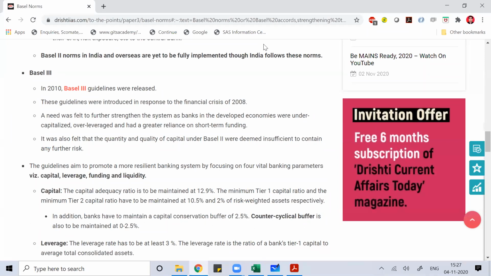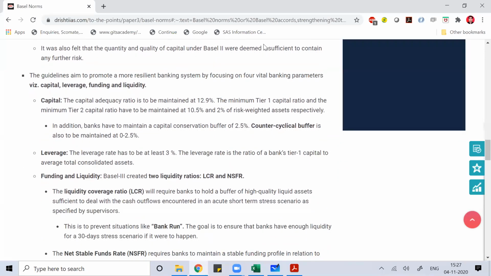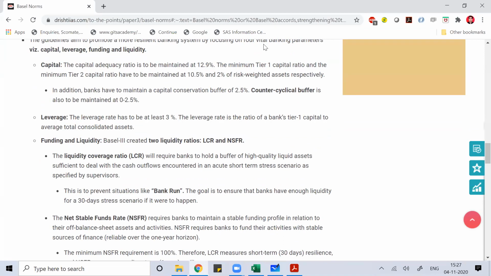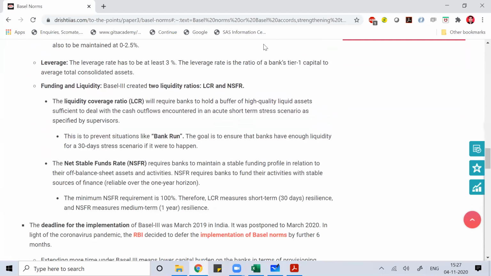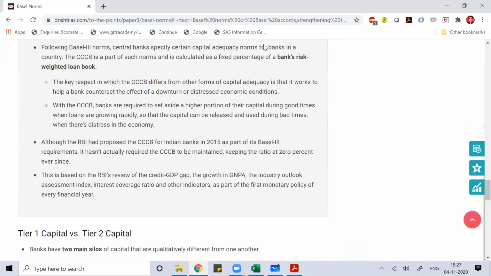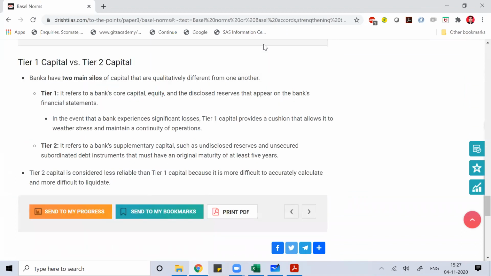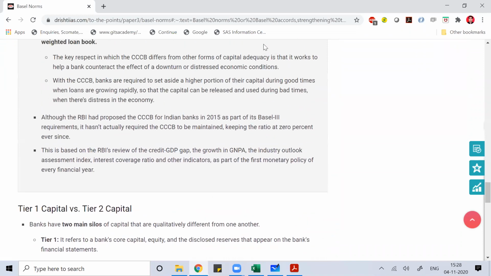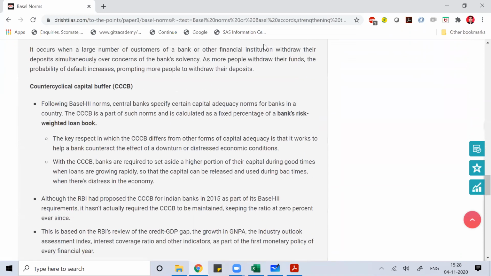All this you can read about: the leverage ratio, funding and liquidity ratio. New types of ratios were introduced in Basel III, namely the liquidity coverage ratio and the net stable funding ratio. You can read about them. It is very simple and explanatory. What is tier one capital? What is tier two capital? All that you have to read about. As a student of finance, you should know these terms.